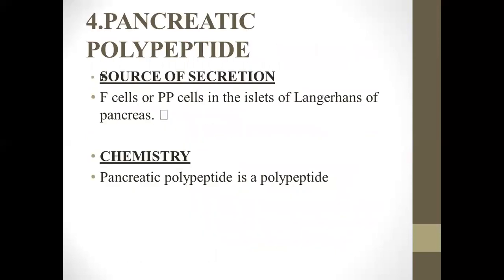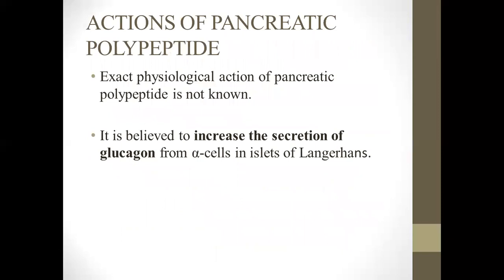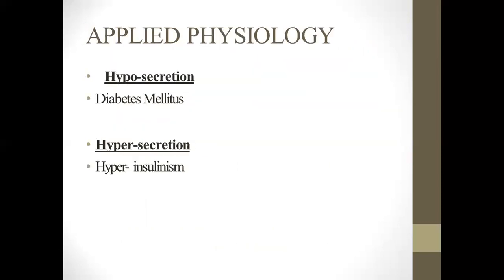So pancreatic polypeptide is also secreted from the islets of Langerhans, which is the fourth hormone, and the chemistry is polypeptide in nature. But the exact physiological action of the pancreatic polypeptide is not yet known. Basically, it increases the secretion of glucagon from the alpha cell in the islets of Langerhans.